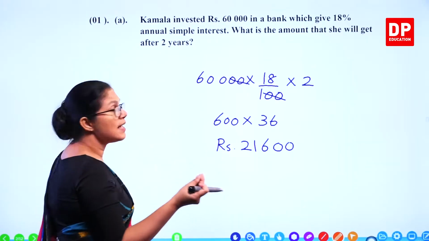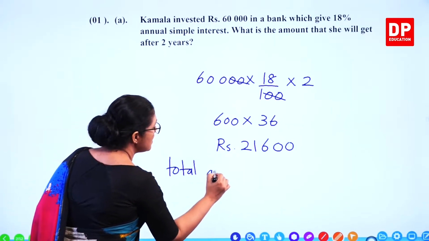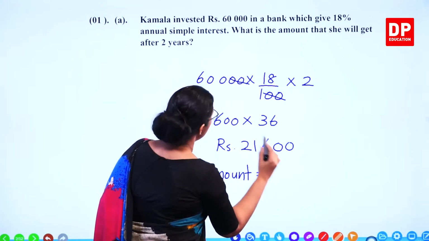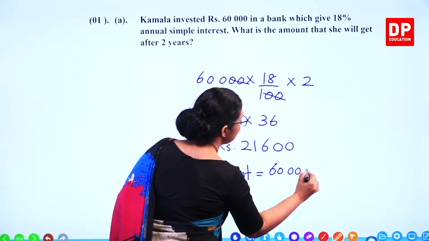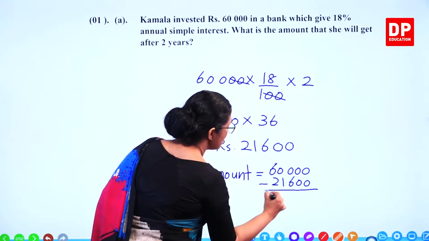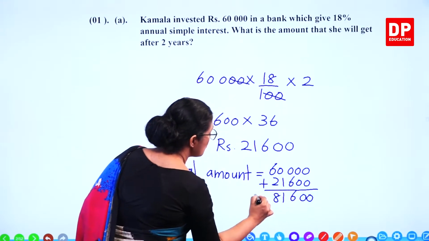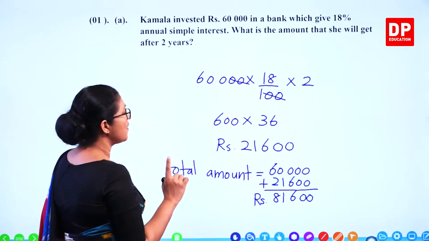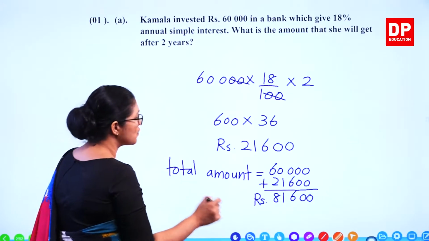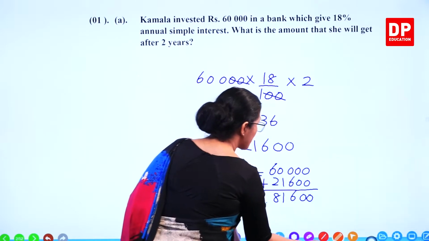So what's the total amount she is getting after 2 years? Total amount is invested amount 60,000 and 21,600 is the total. So 81,600 rupees. So how many marks for this step? You are getting 3 marks for that.